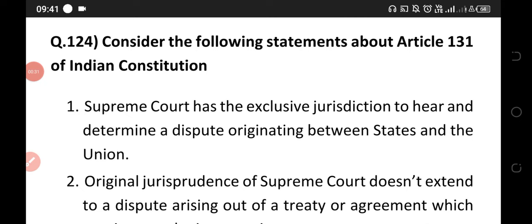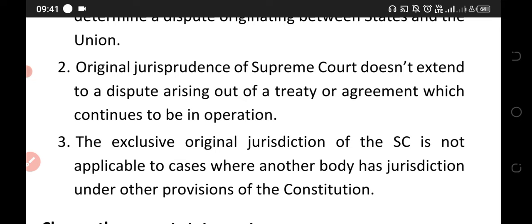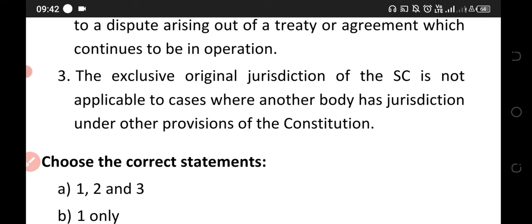Okay, let's start with the first question on your screen. Consider the following statements about Article 131 of the Indian Constitution. One: Supreme Court has the exclusive jurisdiction to hear and determine disputes originating between states and the union. Two: Original jurisdiction of the Supreme Court does not extend to a dispute arising out of a treaty or an agreement which continues to be in operation. Three: The exclusive jurisdiction of the Supreme Court is not applicable to cases where another body has jurisdiction under other provisions of the Constitution. Which are correct? All the given statements are correct. 1, 2 and 3 is the right answer.